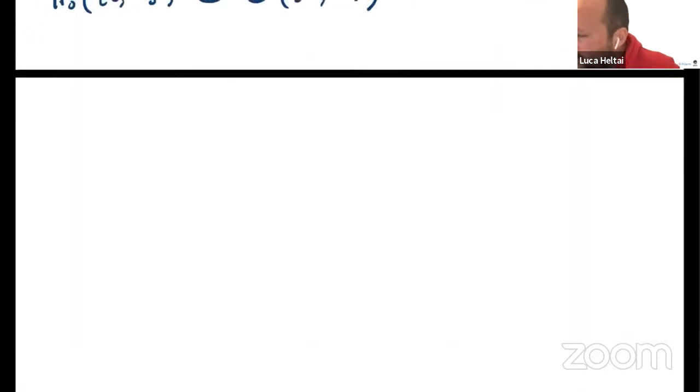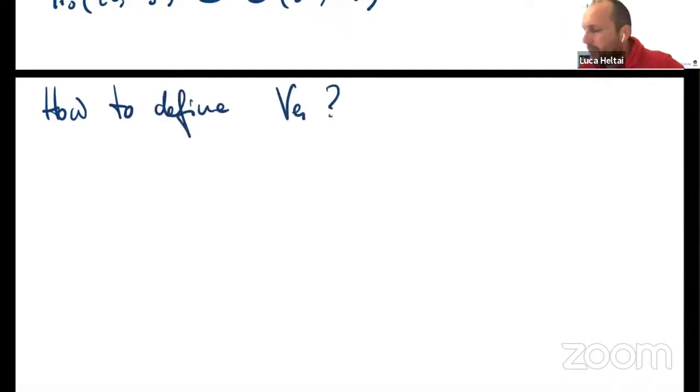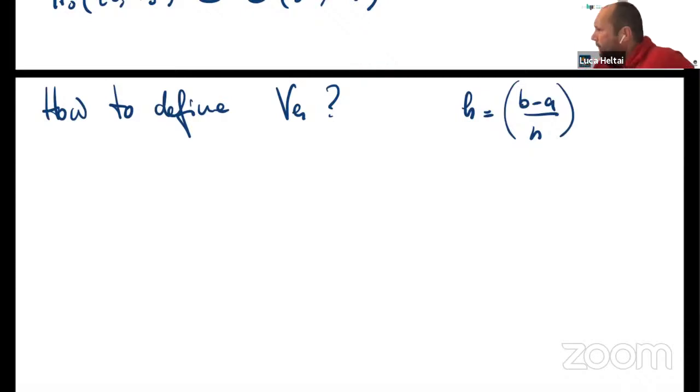Okay, and now let's try to define how to define VH. And now the question is the following. We set H to be B minus A over N, where N is the number of intervals that we want to have. Or if you want N to be the number of points, you can say this to be N plus 1, or if you want N to be the number of dimensions of the system, this is going to be N plus 1.